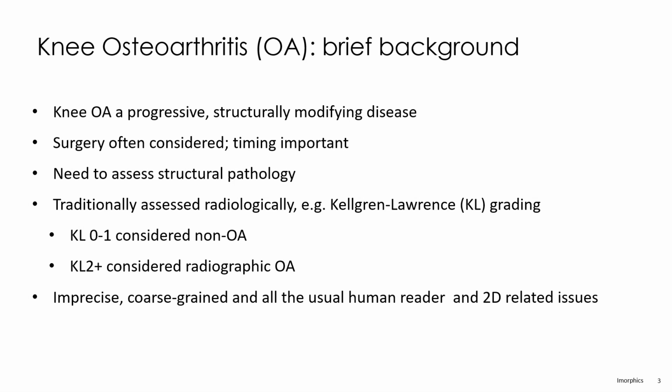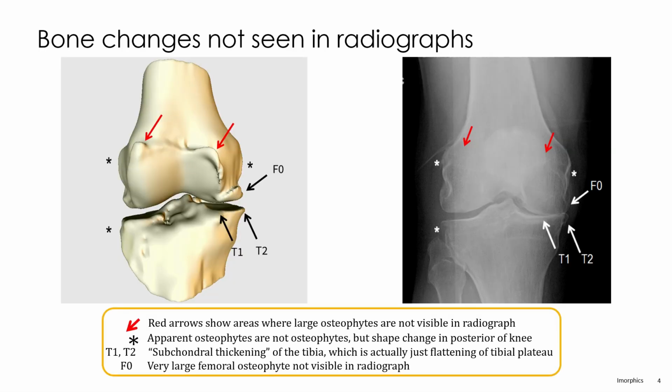However, that scale has different features which are looked out for at different levels, so it's not a linear scale, and it also suffers from all of the issues with inter and intra-reader variability that you would get with any other semi-quantitative score. Quick bit of illustration about some of the issues with assessing OA from a plain film radiograph.